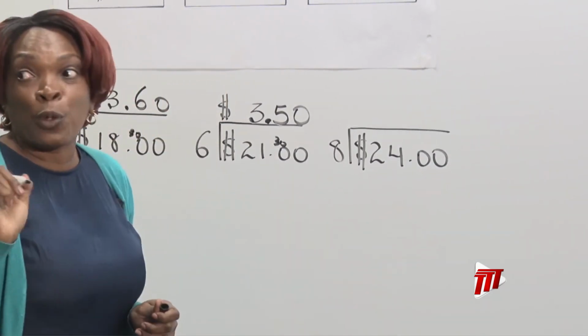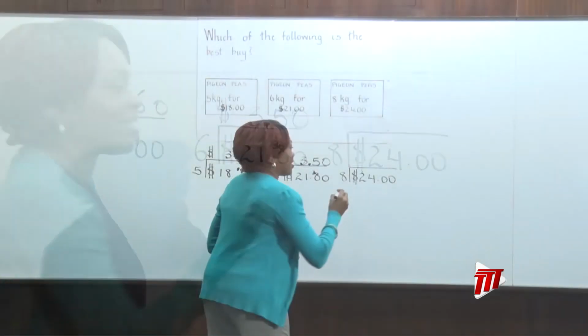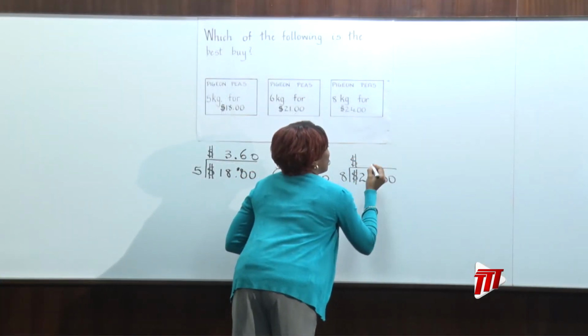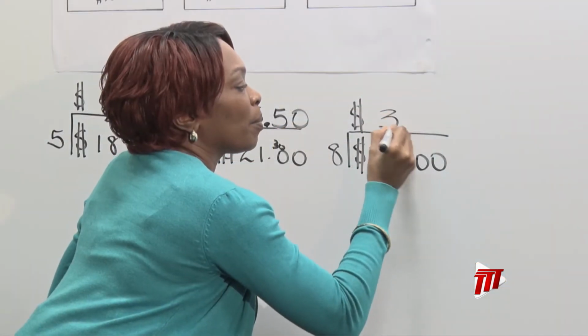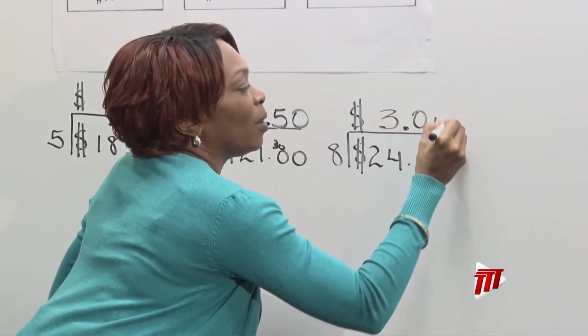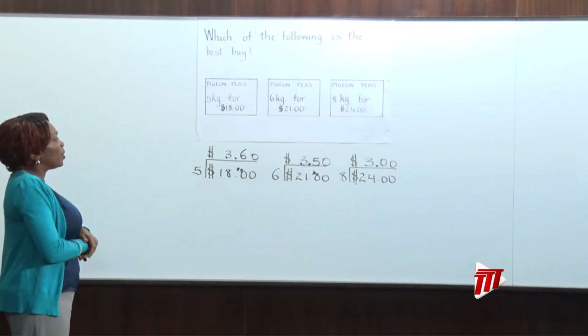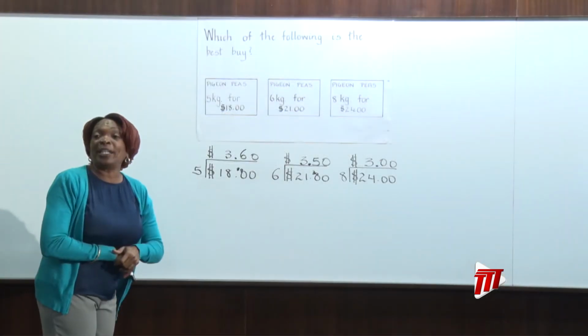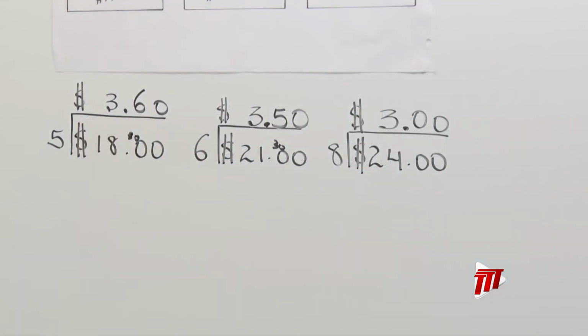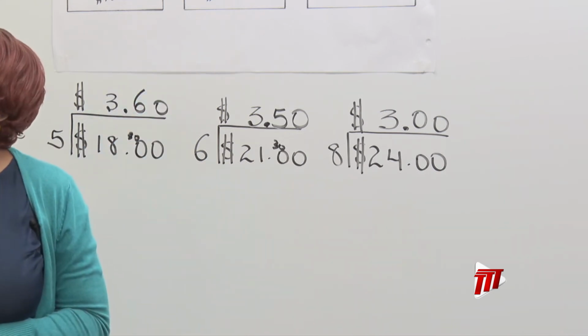I know some of you have worked this out already. 8 into 24. 8 into 0. Aha! Let's look at what we have gotten. In the first instance, 1 kilogram costs $3.60. The second one, $3.50. And the last one, $3.